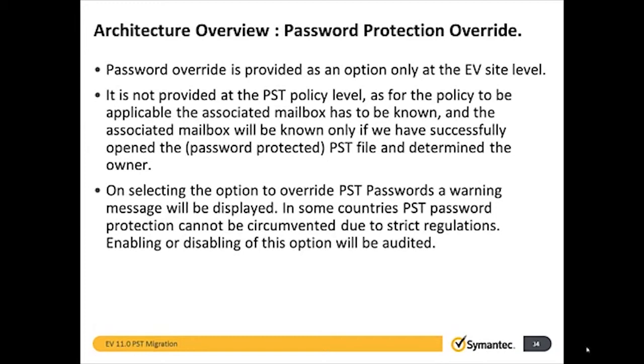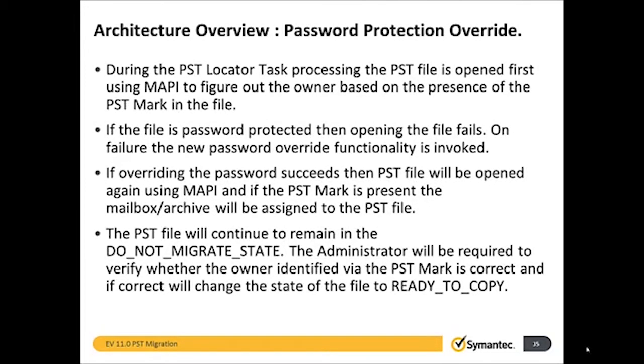So on selecting the option to override PST passwords, a warning message will be displayed. In some countries, PST password protection cannot be circumvented due to strict regulations, and enabling or disabling of this option will be audited. During the PST locator task processing, the PST file is opened first using MAPI to figure out the owner based on the presence of the PST mark in the file. If the file is password protected, then opening the file will fail, and on failure, the new password override functionality is then invoked.